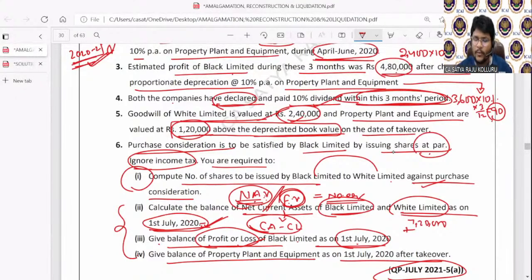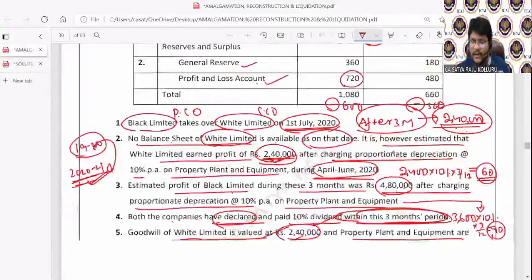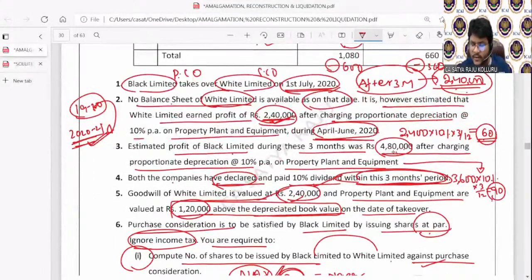In the current year, you earned a profit. How much profit did you earn in case of Black Limited? Here, the profit is 4,80,000. You can add the profit of 4,80,000. Then this is the P&L account accumulated balance as on 1st July 2020 before declaring the dividend. Now, how much dividend was declared in case of Black Limited? 6 lakhs. If you declare the dividend, then the P&L account balance decreases.